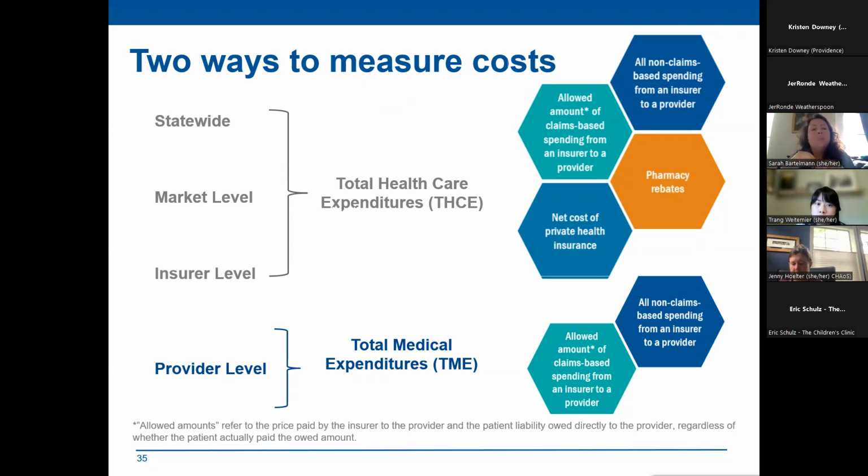When we're measuring at the provider organization level, we're measuring total medical expenditures. And so here we're focusing on capturing all of the dollars that flow from an insurer to a provider organization. So that's the claims-based spending and the non-claims-based spending.